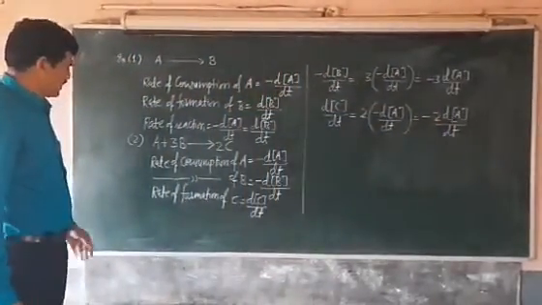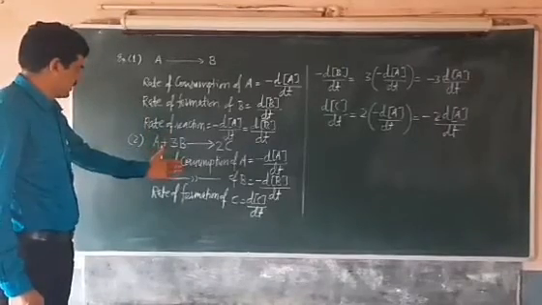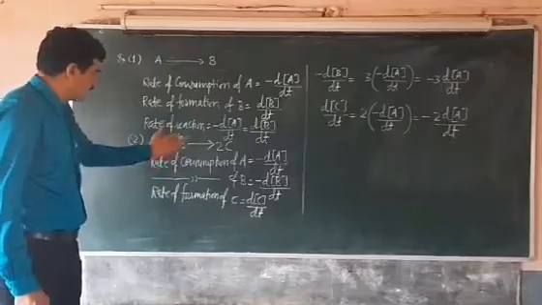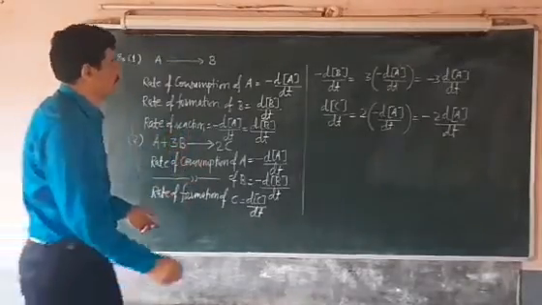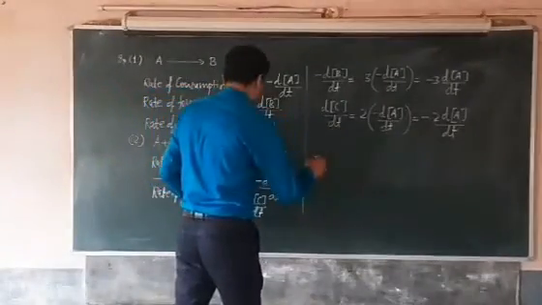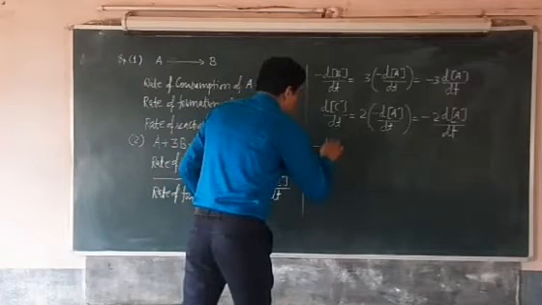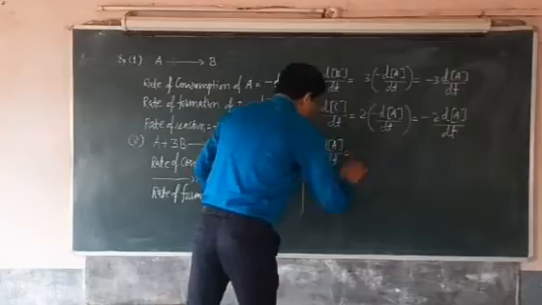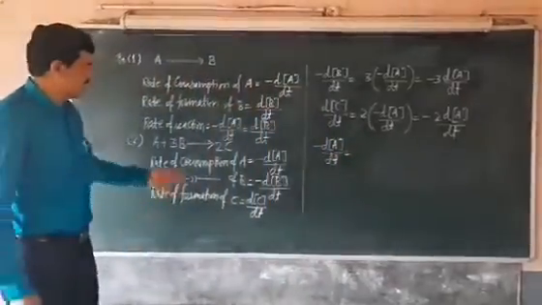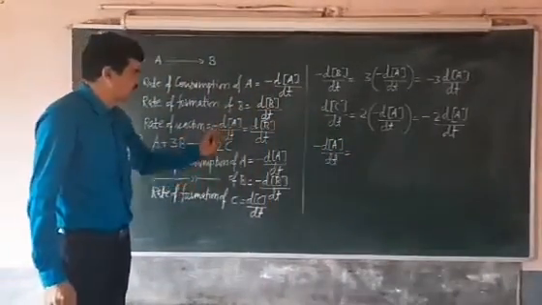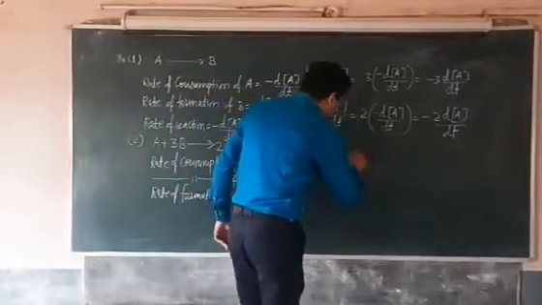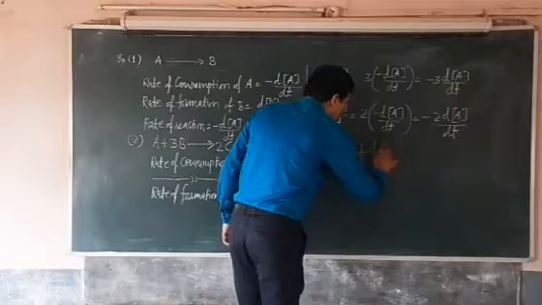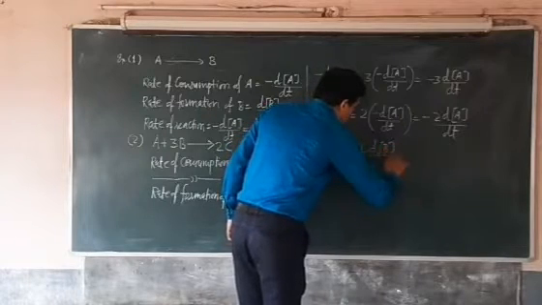Further, all these rates can be compared with each other. We relate them with each other in this way. Minus dA by dt, which is equal to the rate of consumption of the reactant A, is equal to minus 1/3 of the rate of consumption of B.